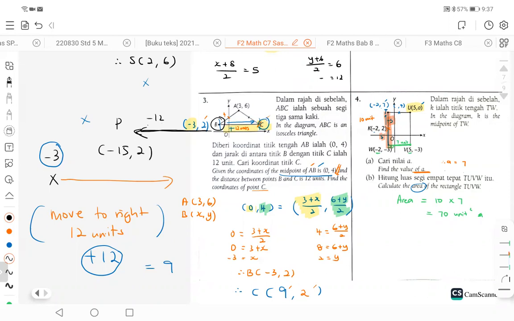We got it? So for distance, when we find distance in this chapter, for horizontal lines and vertical lines, no need. It will be better not to use the formula. It's more confusing later. Just make it simple. Moving up, plus. Moving down, minus the distance. Moving to the right side, plus. Moving to the left side, minus. Make it simple.